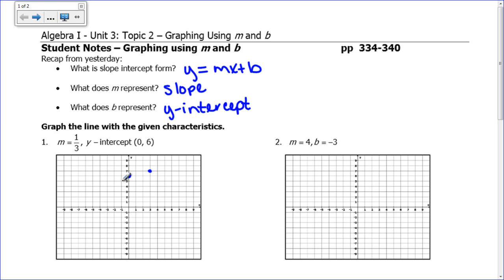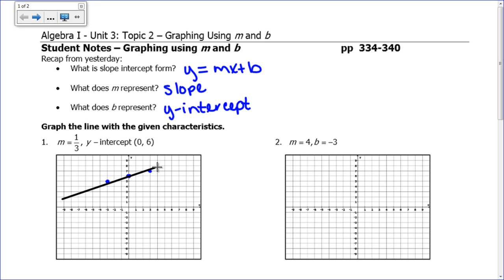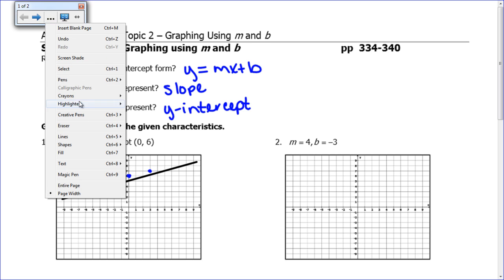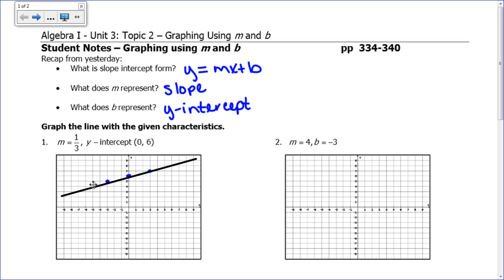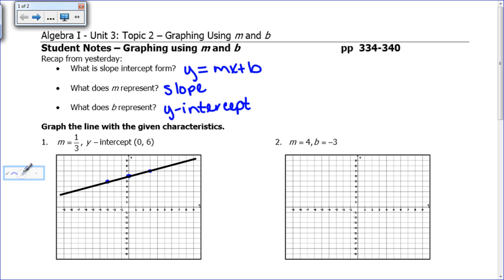If I wanted to go backwards, because sometimes that's a good thing to do, and I can make another point, instead of up 1 and right 3, I can go down 1 and left 3. Down 1 and left 1, 2, 3, and you see that that point still lines up with the other two. And so now I can connect these and I can make a line. Sometimes it's hard to get my line right on the point, so I can just move it. So there is your line that goes through those 3 points. And I just plotted my y-intercept and then used my slope to find another point.